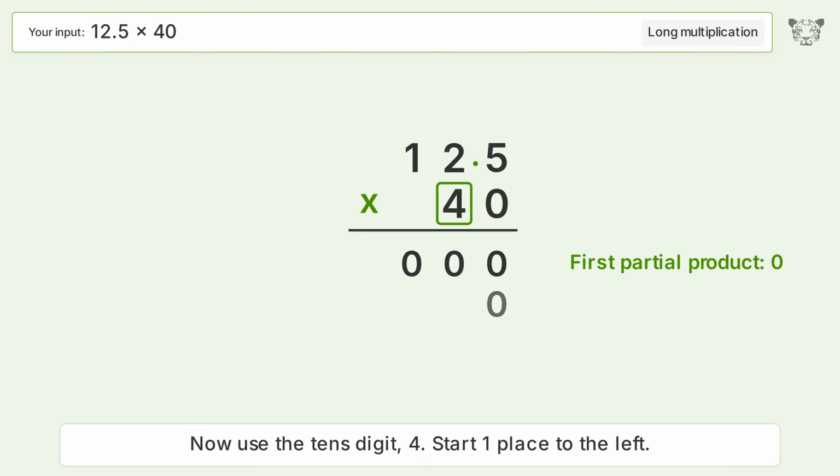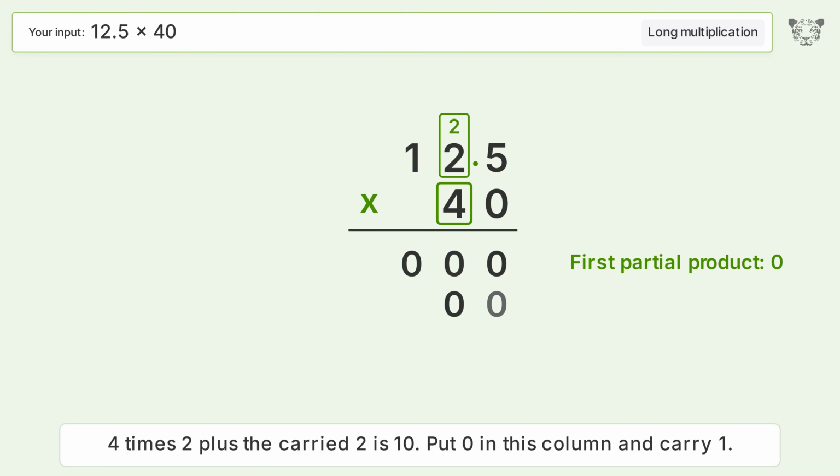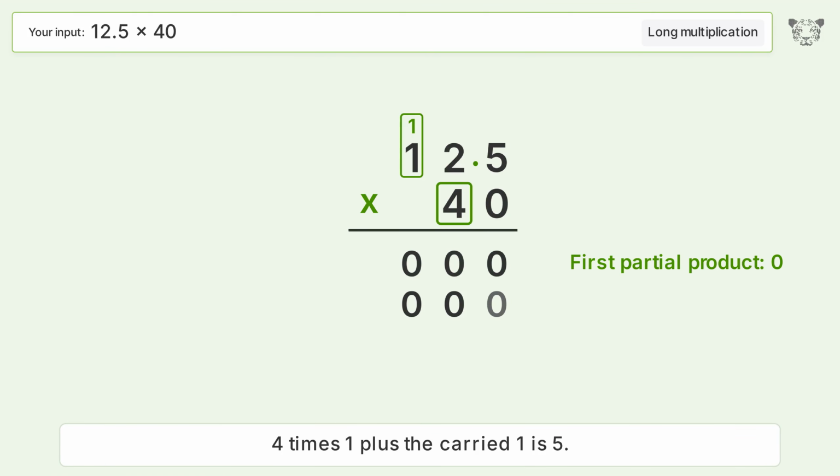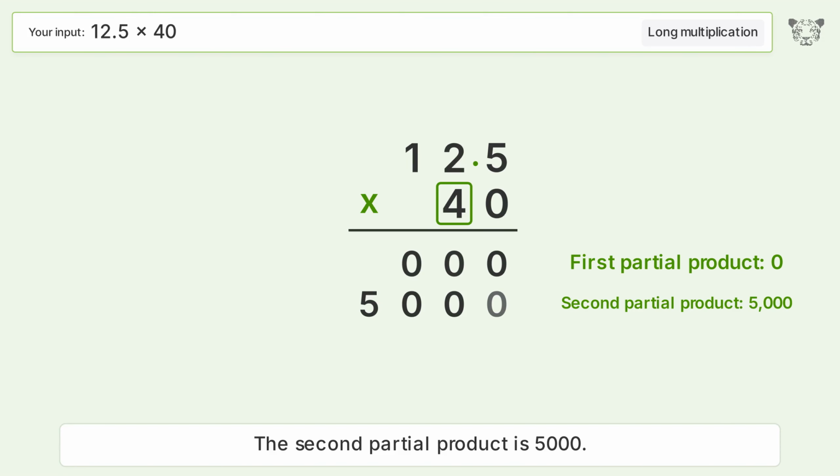Now use the tens digit, 4. Start one place to the left. 4 times 5 is 20. Put 0 in this column and carry 2. 4 times 2 plus the carried 2 is 10. Put 0 in this column and carry 1. 4 times 1 plus the carried 1 is 5. The second partial product is 5,000.